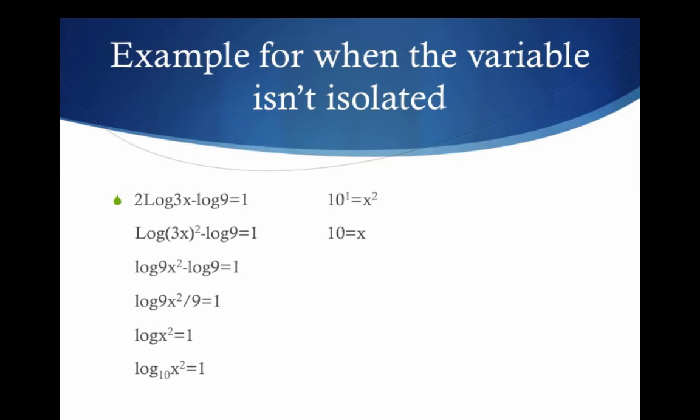And then, as you know, it's log base 10 of x squared, and you'll take the 1 on the other side of the equal sign, put it up in the exponent spot on the 10, and that equals x squared, and then you square root both sides, and you get x equals 10 again.